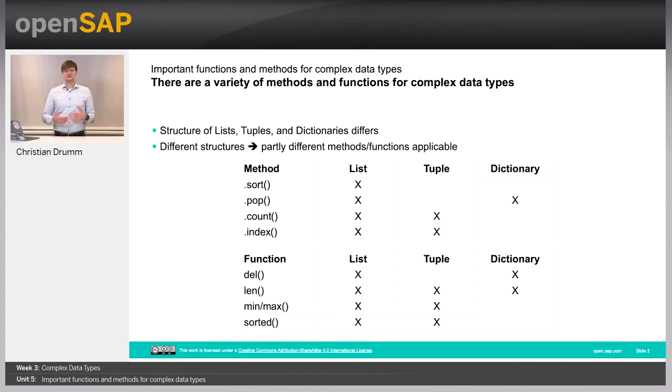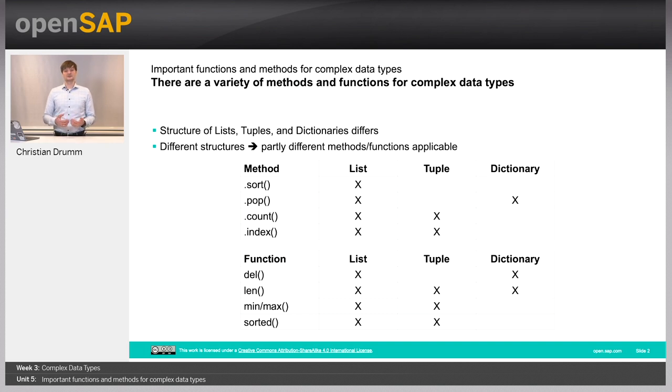Hello, welcome to week 3, unit 5, important functions and methods for complex data types. In the previous units, you've learned about different complex data types like lists, tuples, and dictionaries. We have seen that these complex data types differ, so they have different properties.